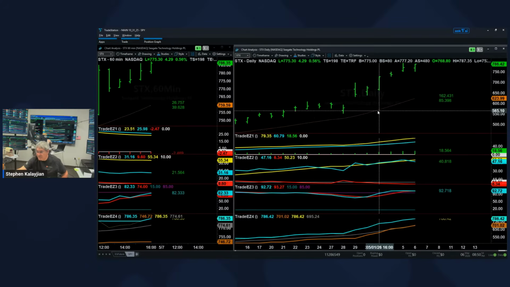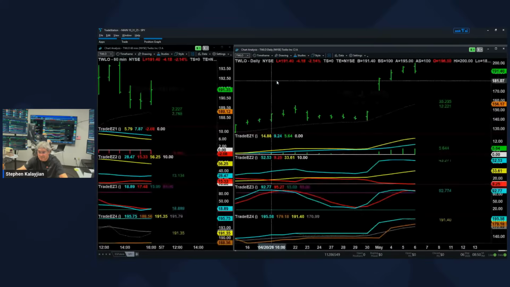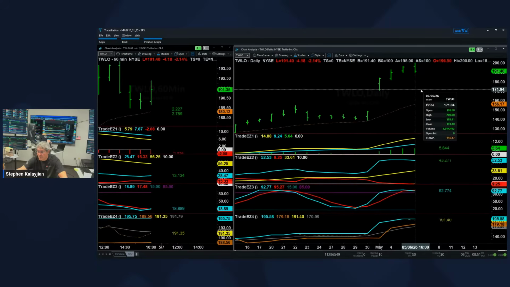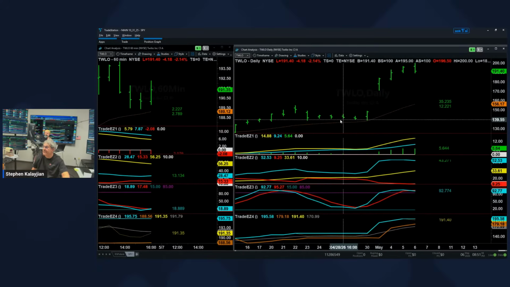I can't wait for these to get filled. See? Twilio hit 200. See that? This is going to start pulling in. This is exactly what you want to happen. So you know what's going to happen? You're going to get people buying the pullback. It'll rally. They'll buy another pullback. It'll rally. And then they're going to get slaughtered.